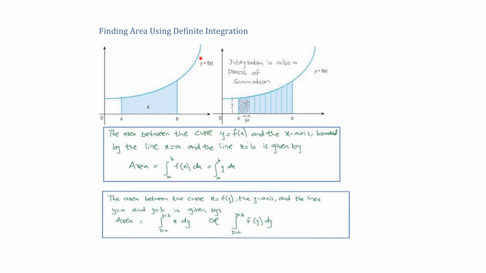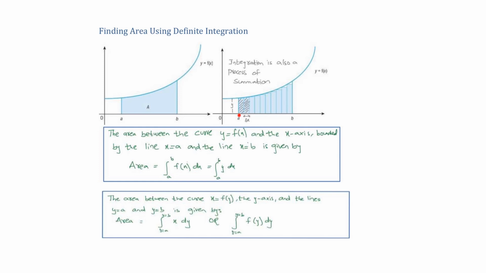Finding area using the integration process. Now if you have a function which you need to integrate from a to b, the integration of a function gives you the area under the curve. If this function was integrated with respect to x, this will give you the area between the function and the x-axis when it is integrated from limits a and b. So this is the region that we are looking at.